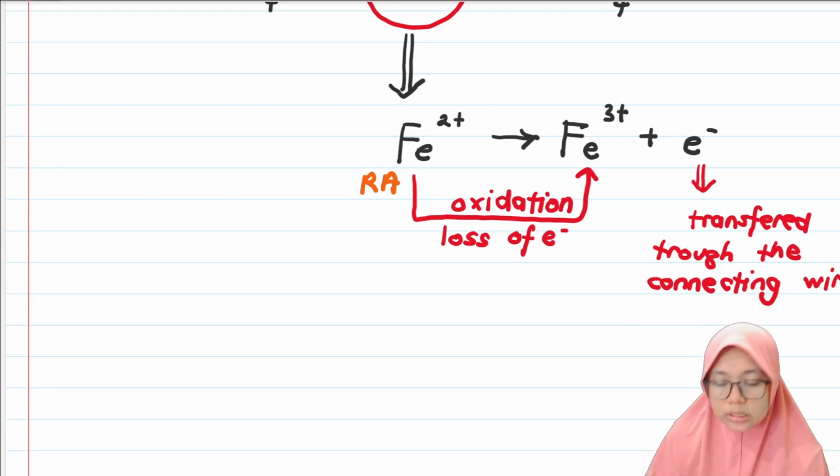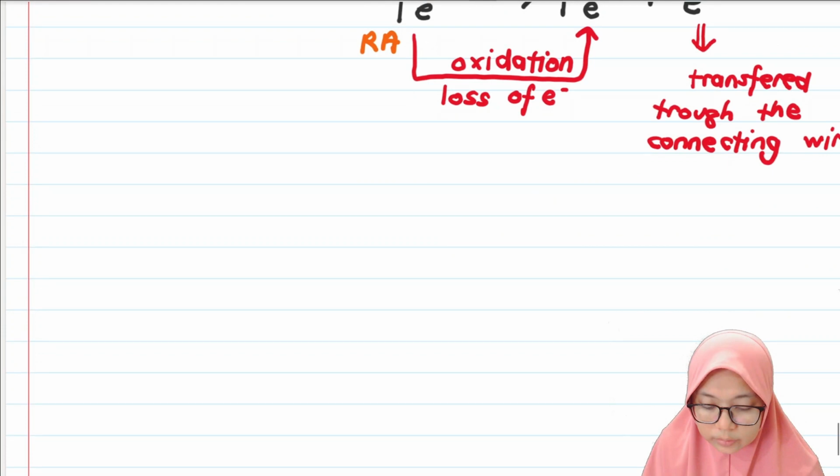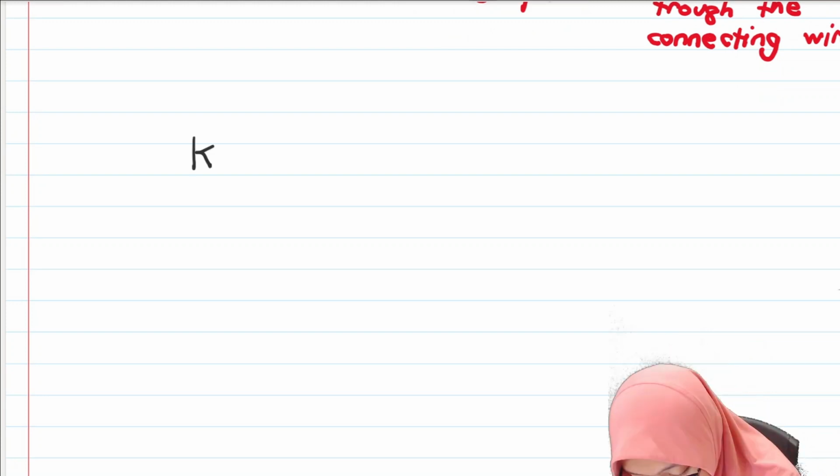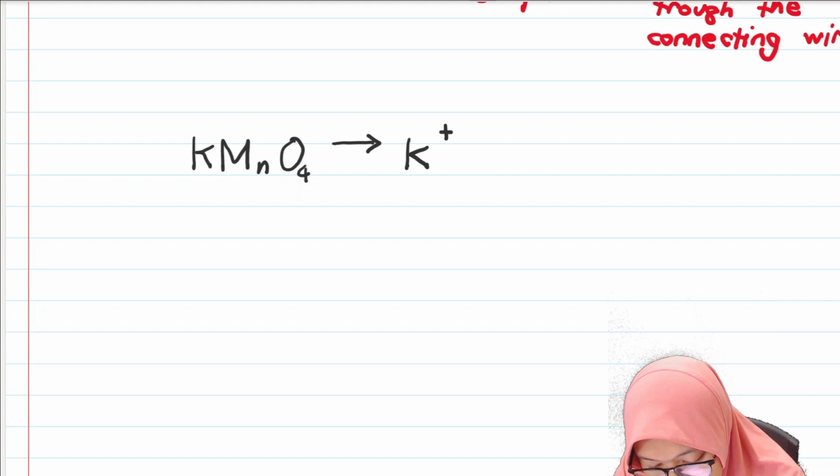So we look at the formula of the substance that is being used in the Y electrode. So we are using potassium manganate. Potassium manganate, when the substance is ionized, will form potassium and manganate ion.